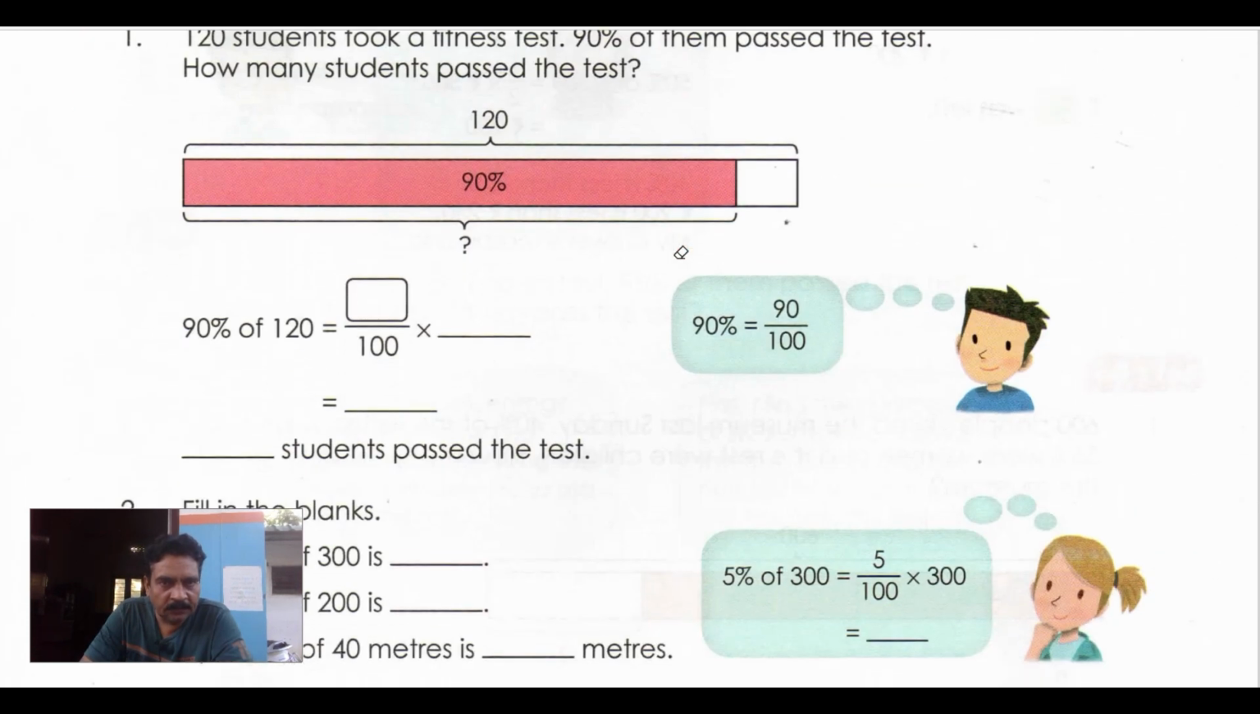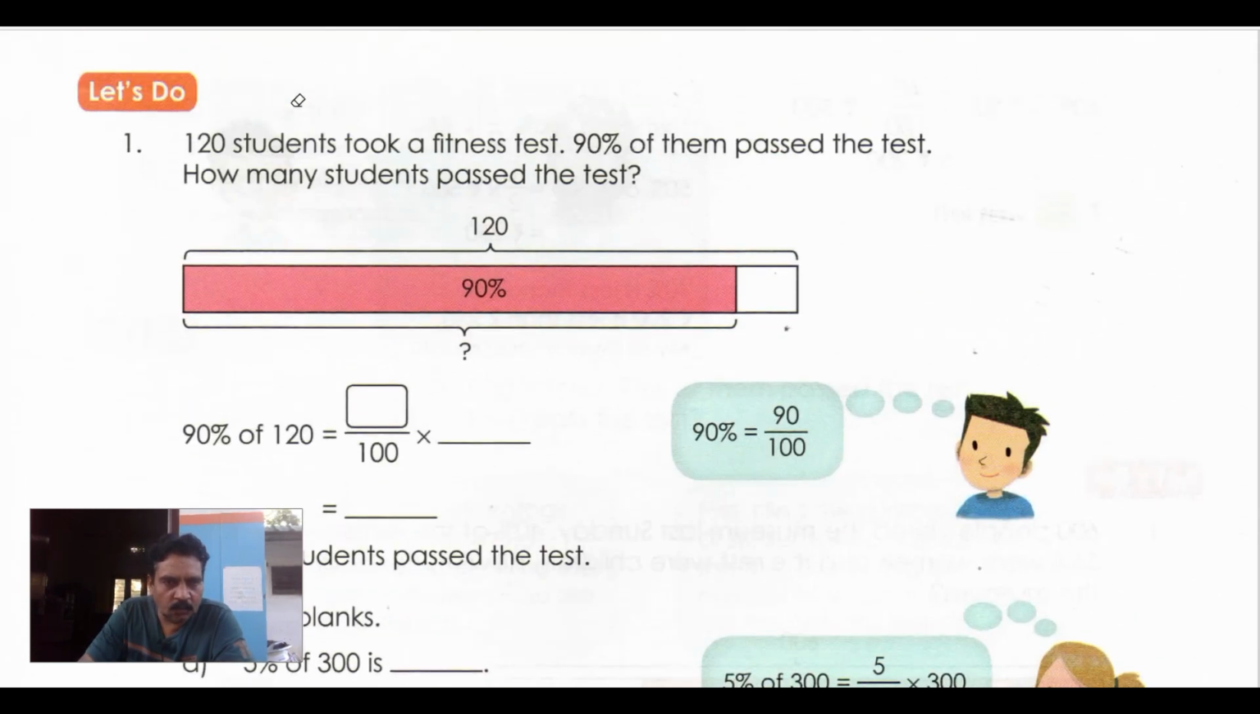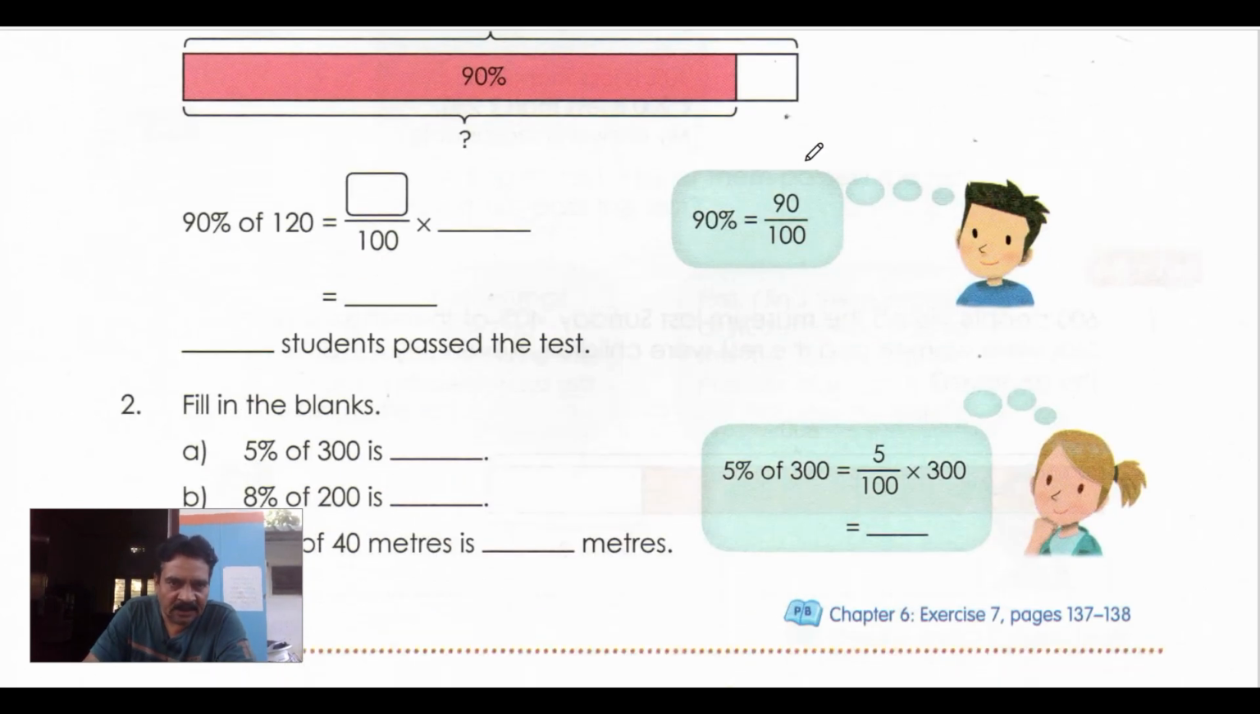Oh, we forgot to do this. Let's do it. 120 students took a fitness test. 90% of them passed the test, right? That is 90% of 120.